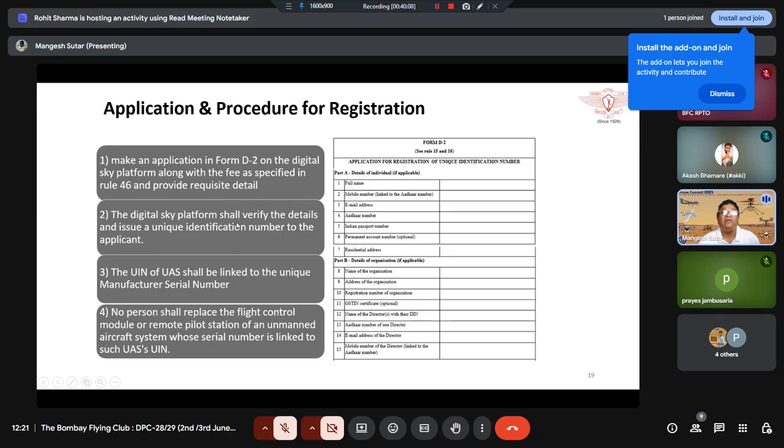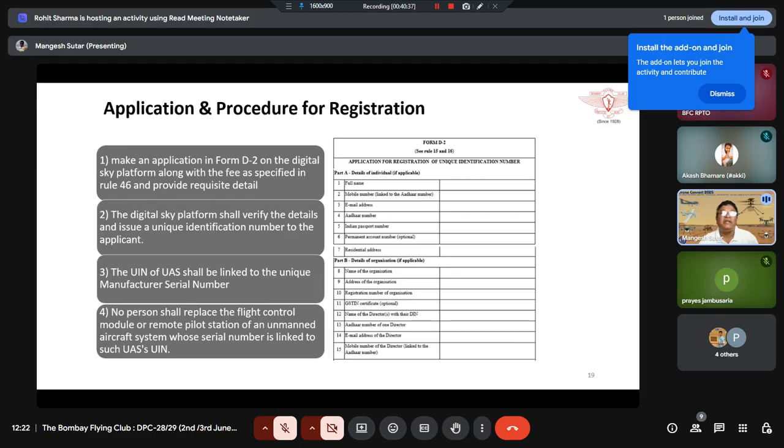Your drone might have a serial number, a flight controller, and a remote pilot station. All these numbers are linked to your UIN number, like your car number or your bike number, where the registration number is linked to the body of the car or the bike. It is linked to the engine of the car or the bike.